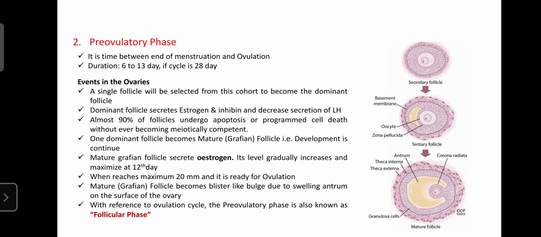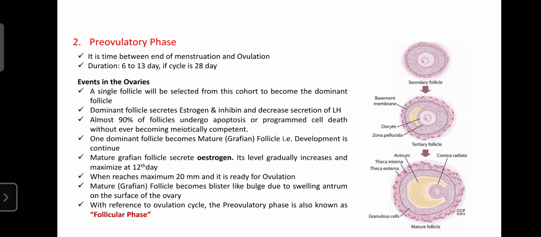So next we can discuss the pre-ovulatory phase. As the name indicates, it is the phase where preparation occurs in the ovaries as well as in the uterus for the process of ovulation. Ovulation is nothing but the release of the ovum into the fallopian tubes. So certain preparation is required in the uterus as well as the ovaries. That phase is known as the pre-ovulatory phase.